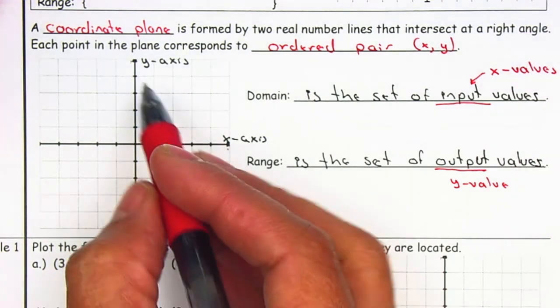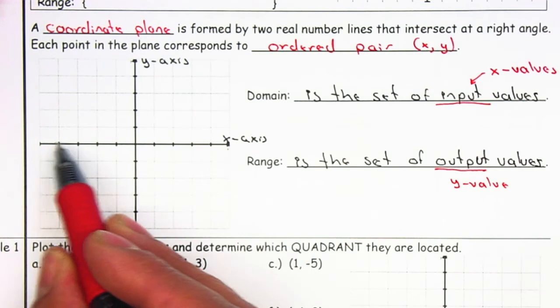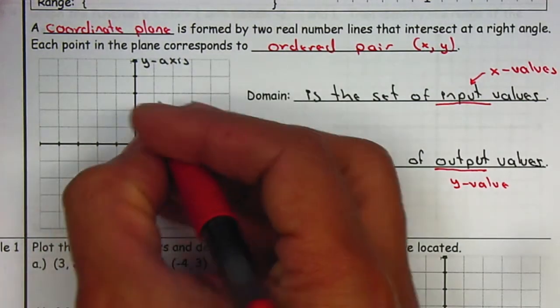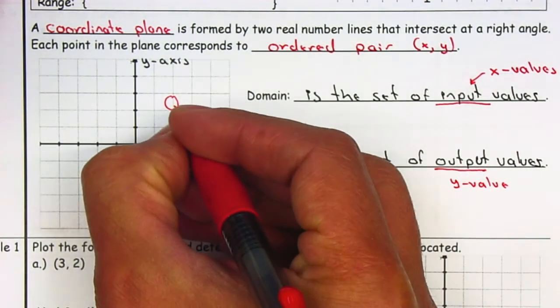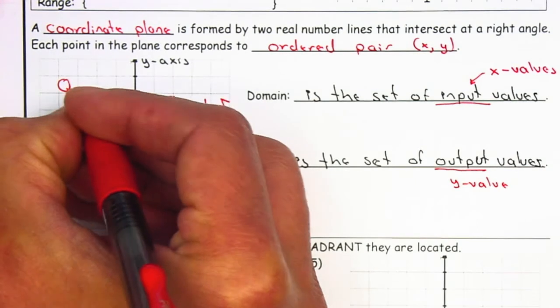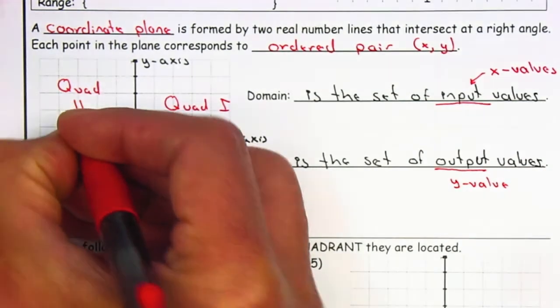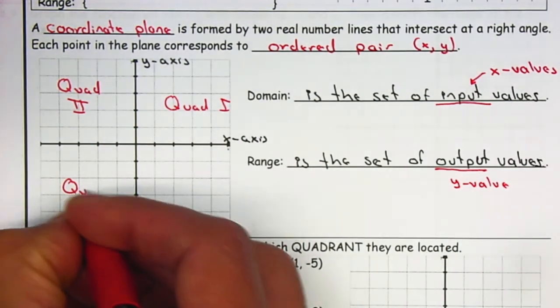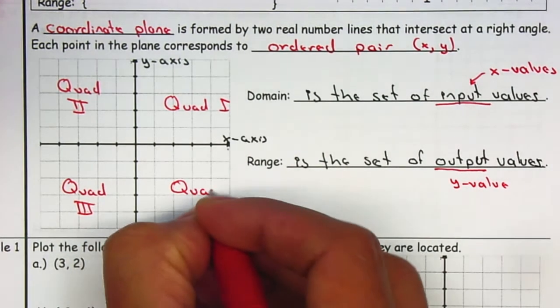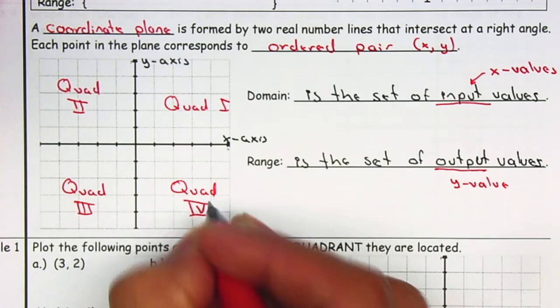If you notice, by these two axes, the graph is divided into 4 different sections, or 4 quadrants. This is quadrant number 1. This is quadrant number 2. Quadrant number 3 and quadrant number 4.